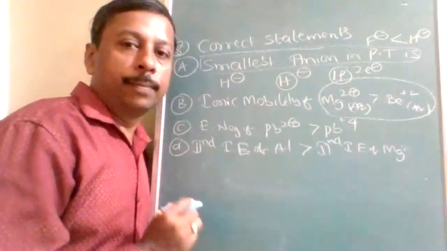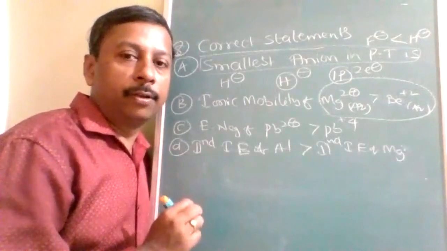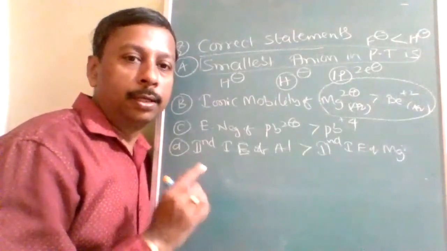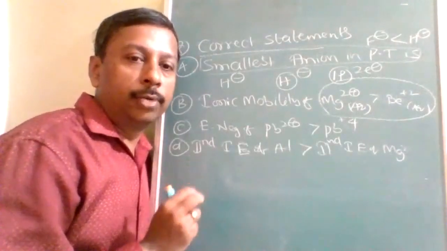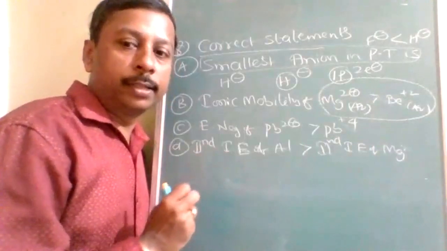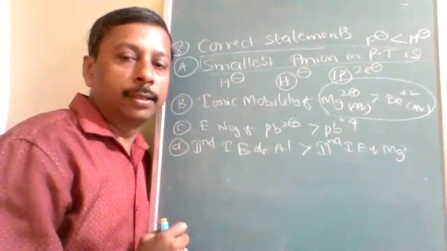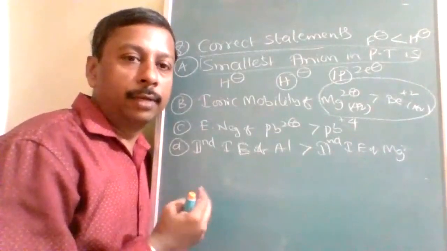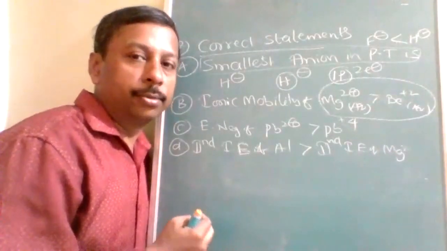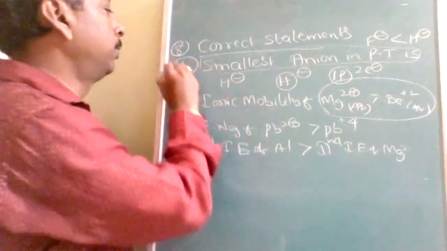Is it understood? Because of the presence of less number of protons, only one proton, and it is controlling 2 electrons. So effective attraction force will be very, very less. So because of that, atomic size will increase, ionic size. So that's why this option is wrong.